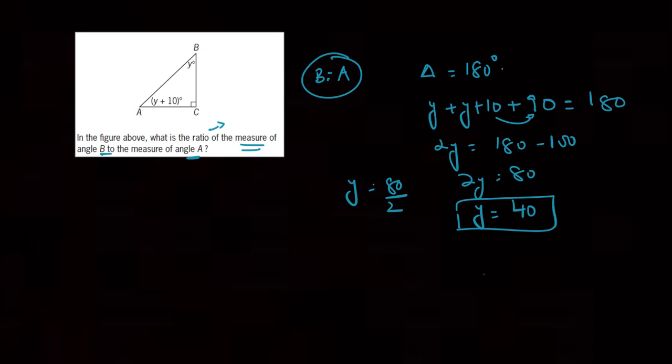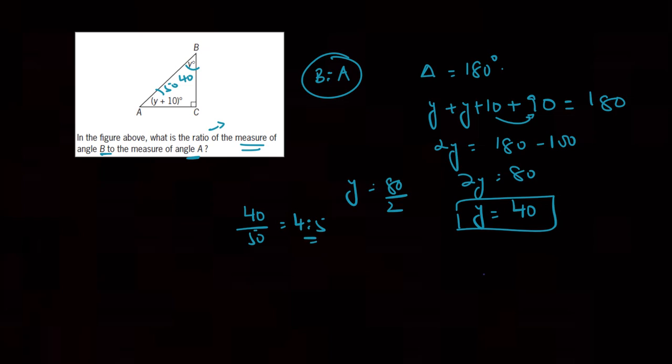Now, so this angle becomes what? 40 and this becomes 50. So the angle that they are asking is B is to A, that is 40 over 50, that is 4 is to 5 is the correct answer.